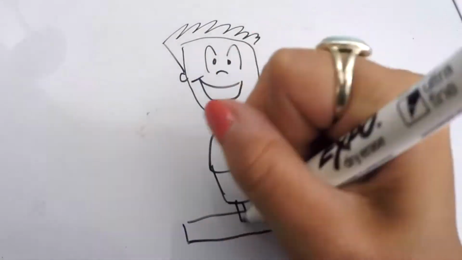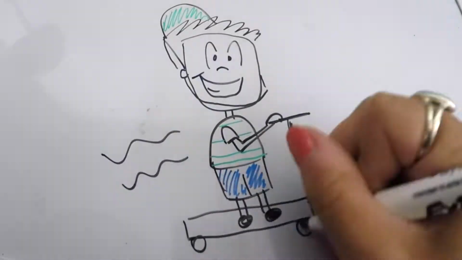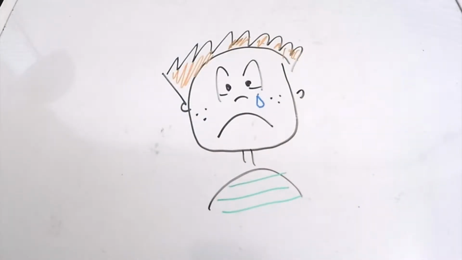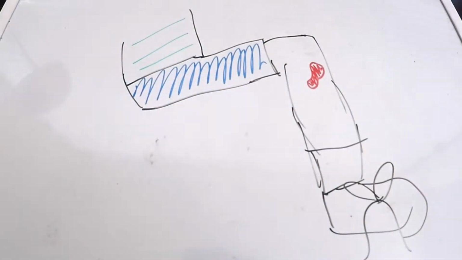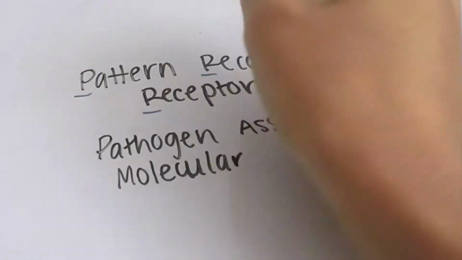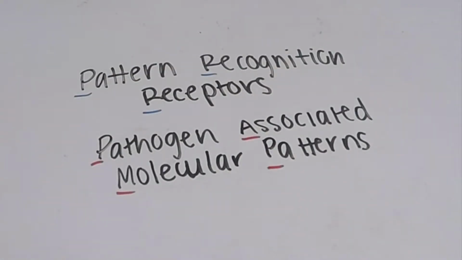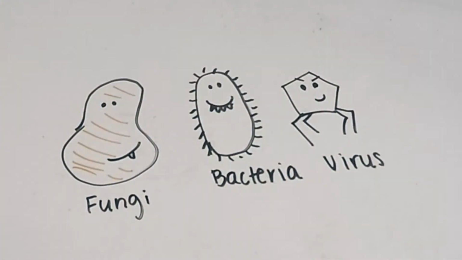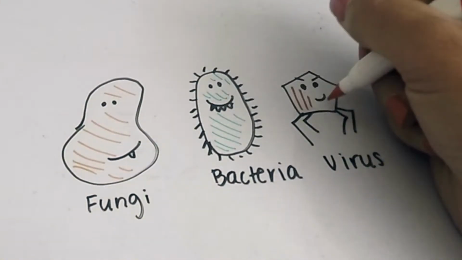So what happens if your little kid is just riding his scooter around and suddenly falls and scrapes his knee? Well, our bodies have an immune system that prevent foreign invaders from entering and causing us harm. Our immune system has PRRs, or pattern recognition receptors, that recognize PAMPs, that are patterns in pathogenic molecules such as bacteria, viruses, fungi, and more.